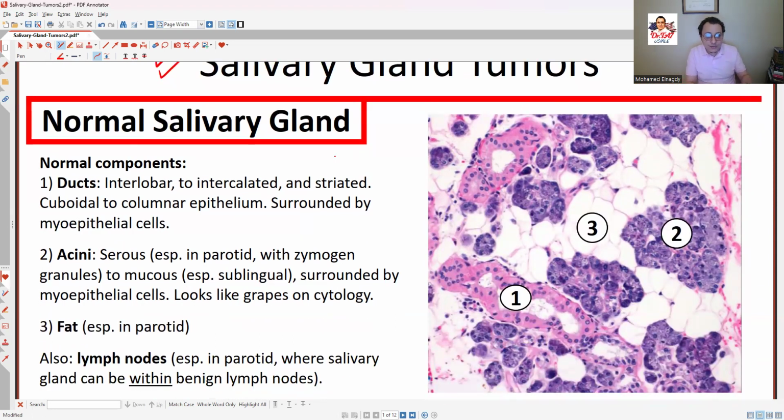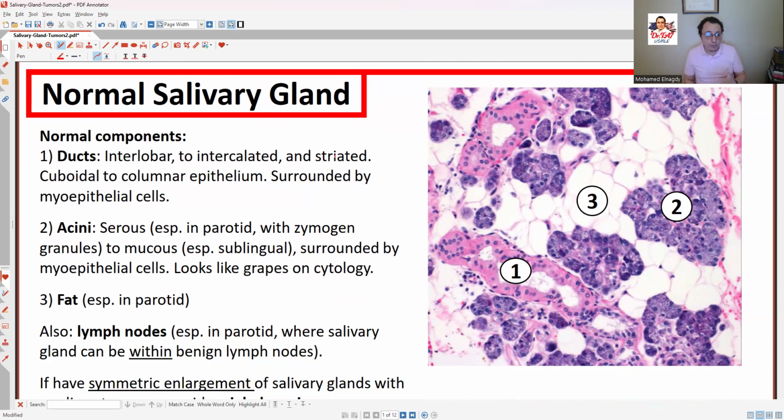So first, let's get started by knowing how the normal salivary glands look. I understand that most of you are familiar with this. In the salivary glands, you have the ducts, and the ducts of the salivary glands are three types. There is the interlobar duct, which exists between the lobes. It's the main duct, and then the intercalated ducts, which are between the acini, and the striated ducts. All the ducts in the salivary gland, or most of them, are lined by cuboidal/columnar epithelium. It's usually cuboidal, as you see right here. And the duct is surrounded, of course, by the spindle myoepithelial cells, which help in the drainage of the secretion, which exists usually inside the ducts, secreted by the acini.